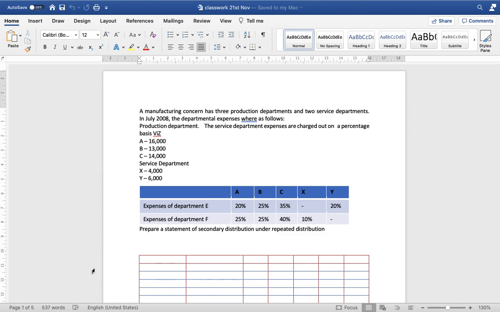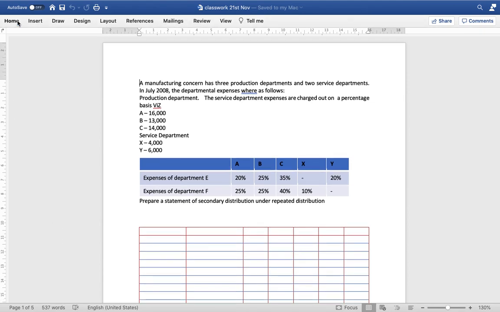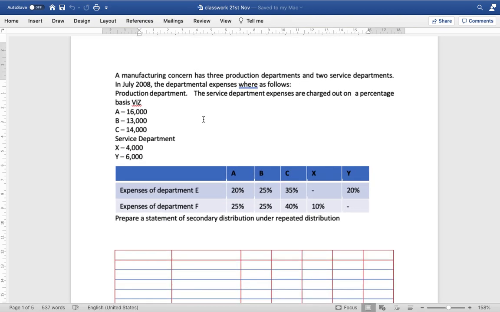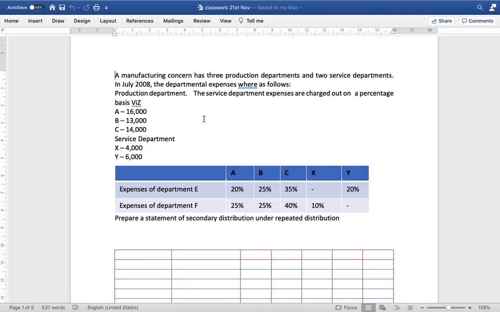So here we have a question. A manufacturing concern has 3 production departments and 2 service departments. In July 2008, the department expenses were as follows. Production departments A, B and C: 16,000, 13,000 and 14,000. And service departments, you have two departments, X and Y.